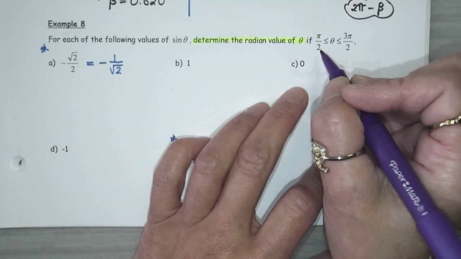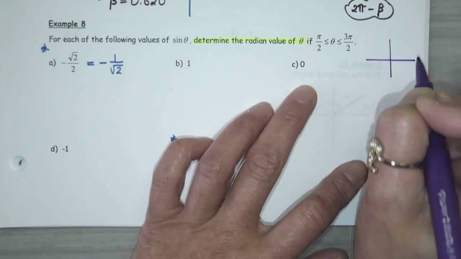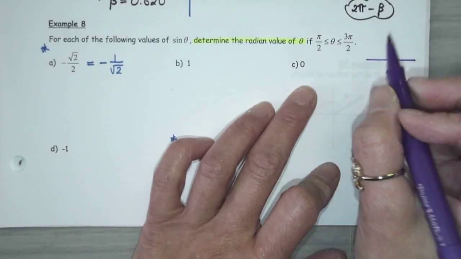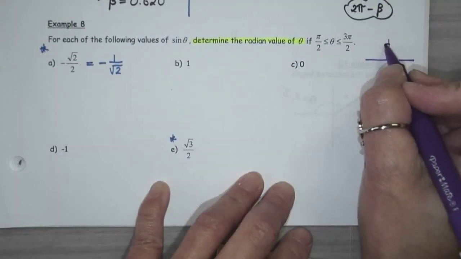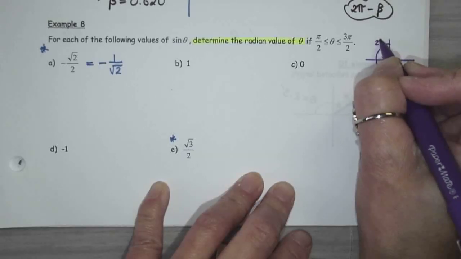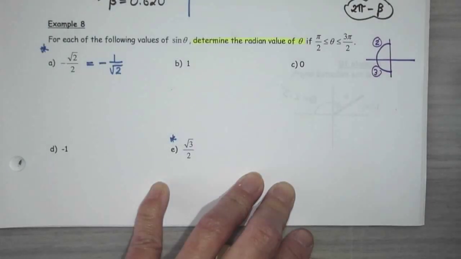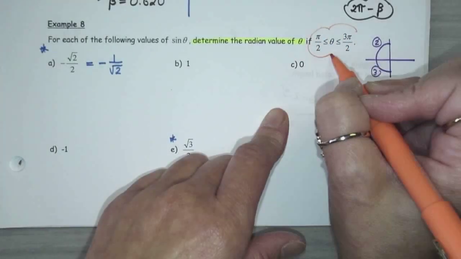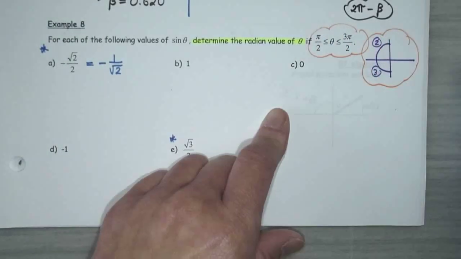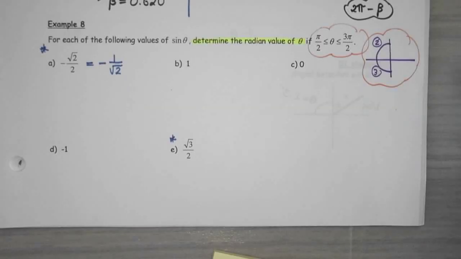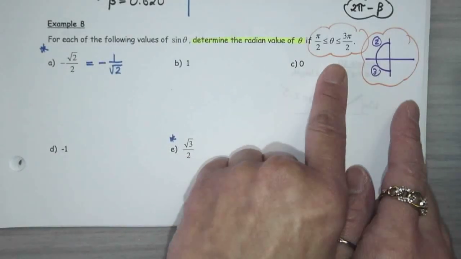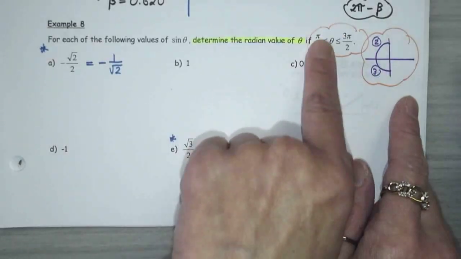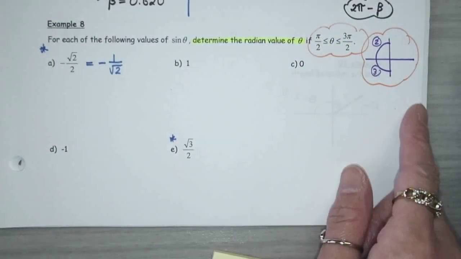So pi over 2 is how much again? 90. And 3 pi over 2 is? 270. So they want you to use quadrant 2 and 3. So they want your answer to be in quadrant 2 and 3. That's what this is saying. So just a fancy way of asking it. Isn't that fun? So instead of asking you the regular way, they didn't say quadrant 2, 3, but they told you in radians. Same thing as me saying between quadrant 2 to 3. From here to here.